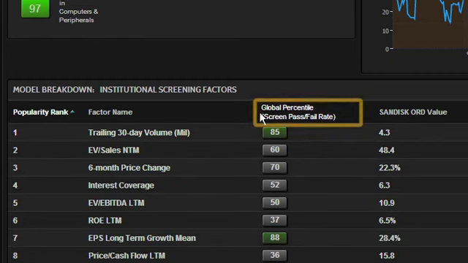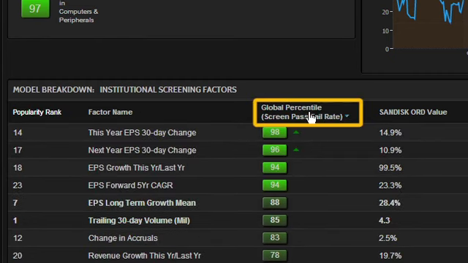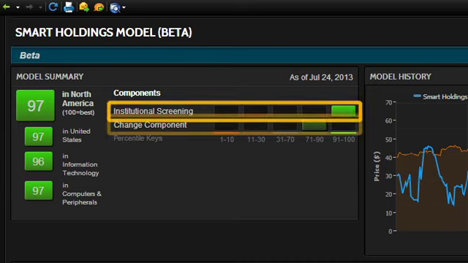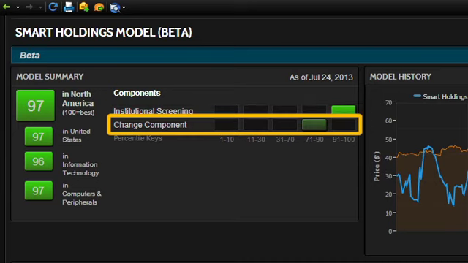To see the factors upon which a stock does well, sort by the stock's global percentile. Stocks that line up well with current institutional preferences will get higher scores. Stocks passing an increasing number of fund manager screens over time get an added boost from the change component.